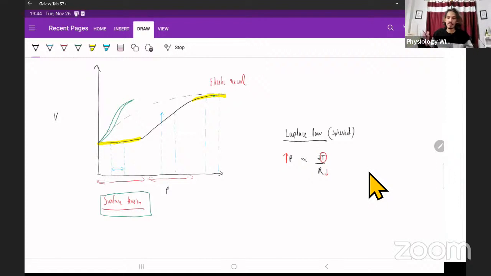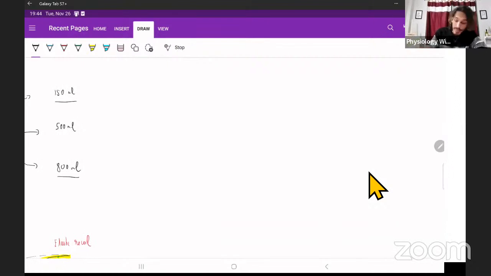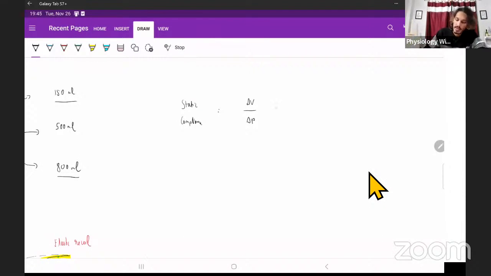Okay, now again, two specific things I have to talk about when we talk about compliance. One is static compliance. What is static compliance? That is essentially change in volume by change in pressure. But how do we measure that in a living person? This is usually measured in people with ventilators. So you measure the tidal volume, and you measure a particular pressure called the P flat.